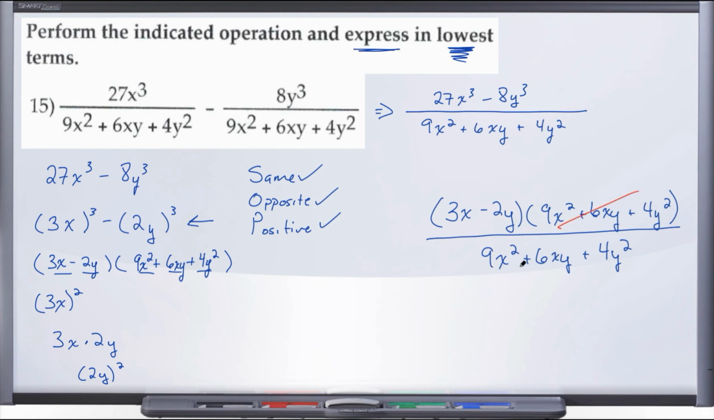So we can go ahead and at this step, bam, bam, factor them out, get rid of them, divide them out, cancel them out, whatever you like to say. And what does that leave us with? Just 3x minus 2y. And that's it. We can't do anything with that. That is now in lowest terms.